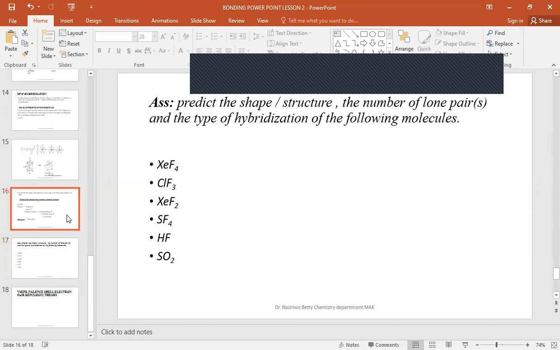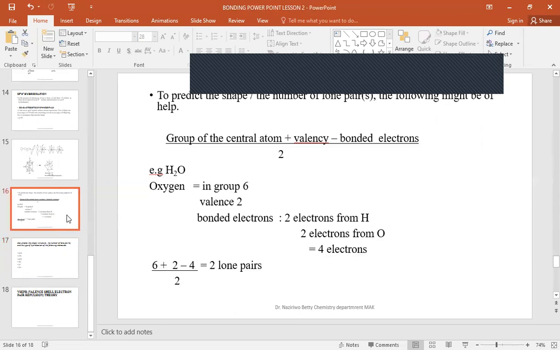Maybe I should remind you a bit: how do we predict the shape or determine the number of lone pairs? In the first year, you studied this, and they said to predict the shape, you must know the group of the central atom, add on the valence, the total you get, subtract the bonded electrons, then divide the answer by 2. Let us look at an example of water. The central atom is oxygen. Oxygen is in group 6. The valence of oxygen is 2.